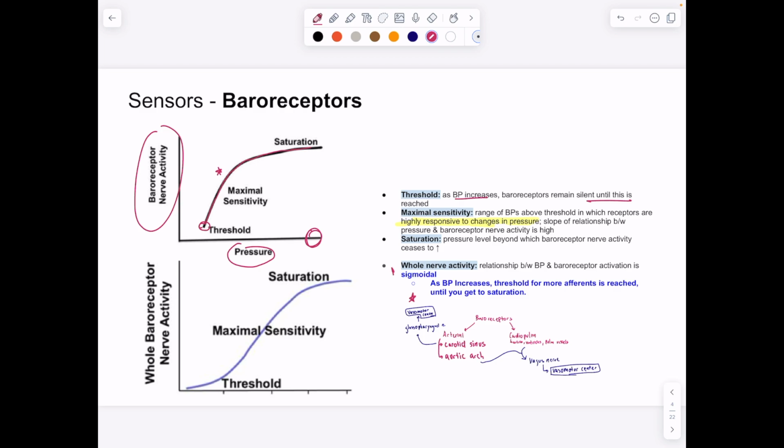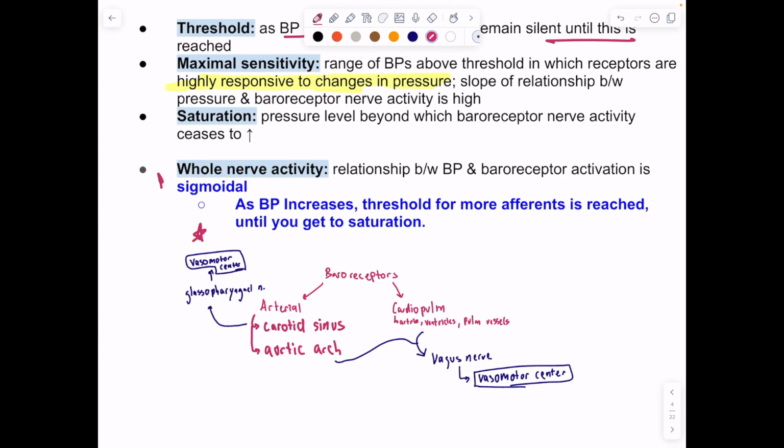So the idea is that you have a number of different baroreceptors, but the two main classes, we said, were arterial and cardiopulmonary baroreceptors. The ones that are located in the carotid sinus are going to be connected to the glossopharyngeal nerve, which goes to the vasomotor center integrator, and then the baroreceptors in the aortic arch and the cardiopulmonary baroreceptors are going to send their information along the vagus nerve to the vasomotor center.